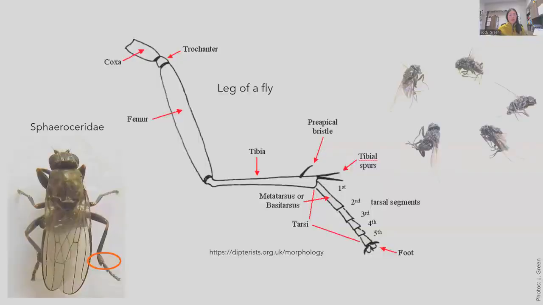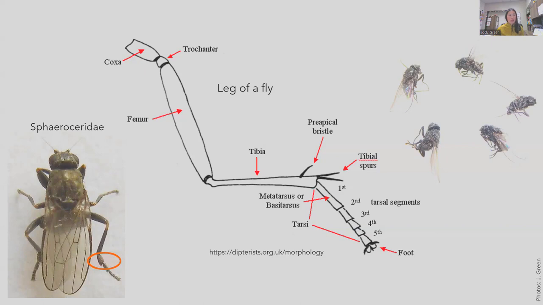Again, if you look at their leg, what part you're going to look at is one of their foot sections. So we call this a tarsal segment. It's going to be square or blocky. It's right here. So that's going to be what you're going to look at.